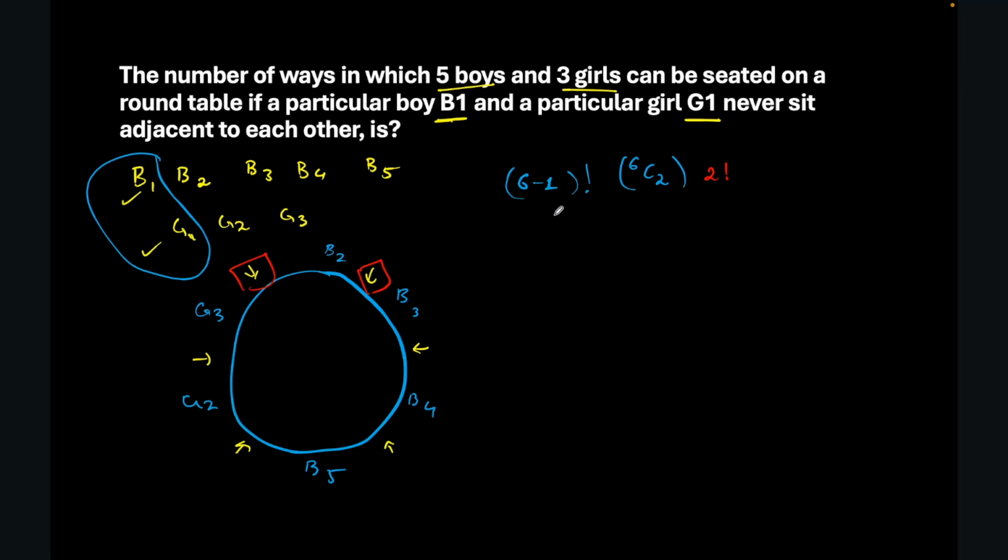I'll just simplify it a little bit. I don't really need to, but I'll still do it. 5 factorial times 6 factorial times 2 factorial times 4 factorial and 2 factorial again. So this cancels off with this. 5 factorial by 4 factorial is just 5. So I'm left with 6 factorial times 5. That's it. That's my final answer.